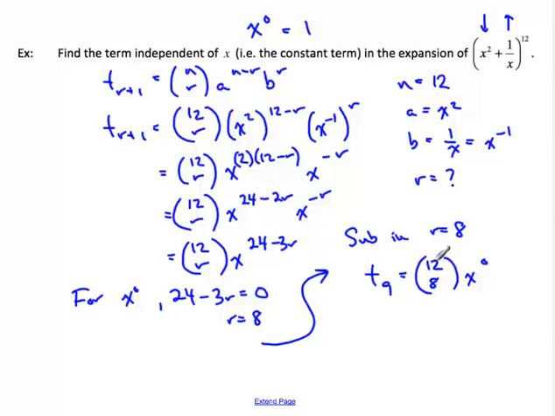And using our calculator, 12 choose 8 ends up being 495. And x to the power of 0 is 1. So the term independent of x, the constant term in this expansion, is going to be 495. So that's binomial expansion.